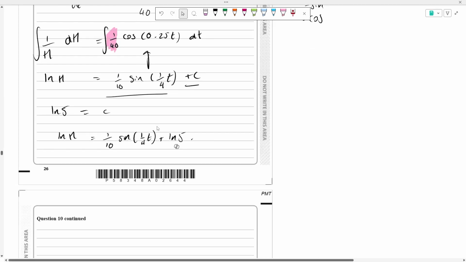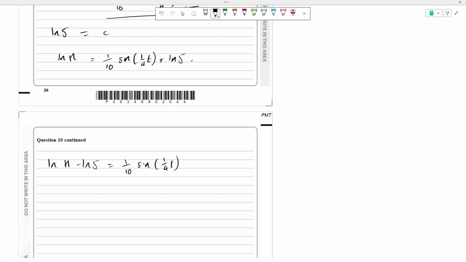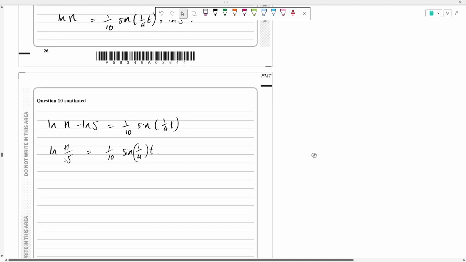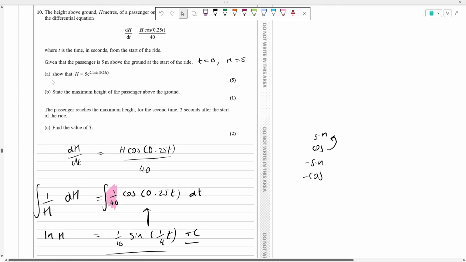I'm going to move this ln 5 to the left hand side, so I end up with ln h minus ln 5 is equal to 1/10 sine of a quarter t. I'm going to combine this using log laws, so I end up with ln of h over 5 is equal to 1 over 10 sine a quarter t. And then I'm going to use my inverse of ln, which is just exponential, so I'm just going to e everything. So I end up with h over 5. The exponential cancels out the ln because they're inverse functions. So this becomes e to the 1/10 of sine 1/4 t, or 0.25t.